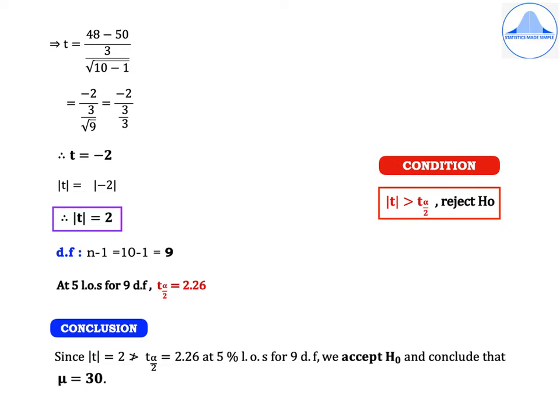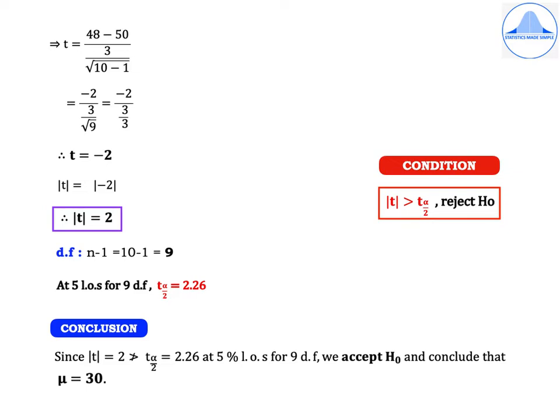Now remember that the test is a two-tailed test. So the condition for a two-tailed test under small sample test is you have to check whether modulus of t is greater than t alpha by 2. If it is greater than t alpha by 2, then you reject H naught, otherwise you accept H naught at alpha level of significance for n minus 1 degrees of freedom.